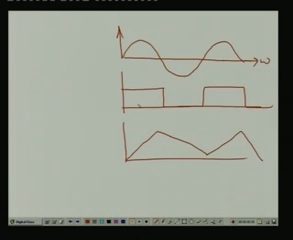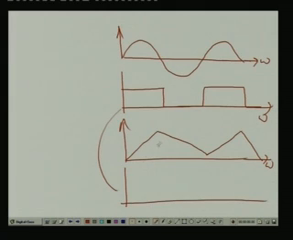Now, if I differentiate this signal, what will I get? I will get a pulse like this one, is it not? So, this is the base. The basis of all the signal generators is basically the sinusoidal wave that we have seen, right.